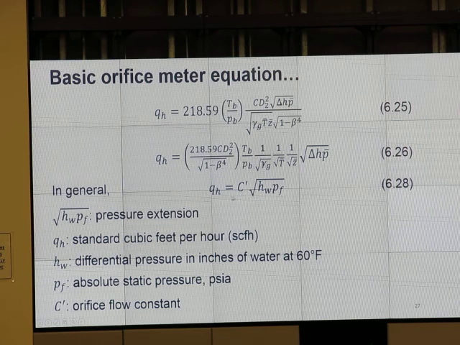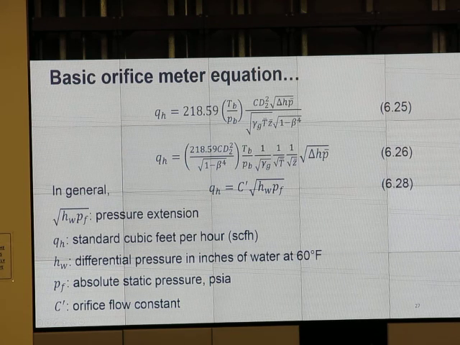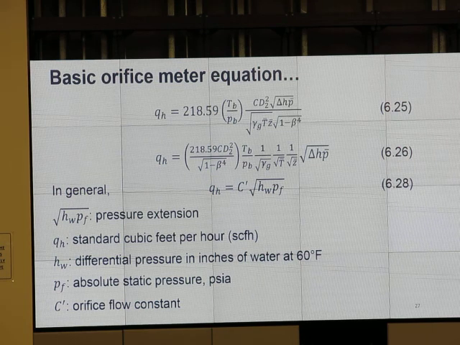So Q_h is SCFH, P_f is PSIA, okay. h_w is inches of water, should be between 20 and 80, or maybe from 0 to 100, but preferable to be at the middle. So P_f is PSIA, C prime is the orifice flow constant. If I give you the orifice flow constant, I give you the pressure drop h_w, I give you P_f.